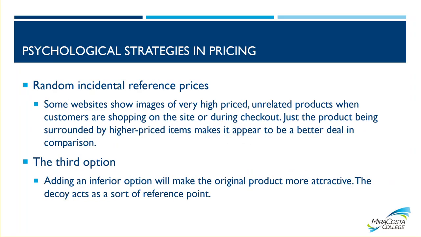Random incidental reference prices. Some websites show images of very high price, unrelated products when customers are shopping on the site or during checkout. Just the product being surrounded by higher priced items makes it appear to be a better deal in comparison. This one for sure gets me. I do some online shopping. Just came across this recently with Lululemon. When you put certain items of Lululemon in your online shopping cart, it then shows other products that are more expensive. This totally got me the other day. The third option, adding an inferior option, will make the original product more attractive. The decoy acts as a sort of reference point.